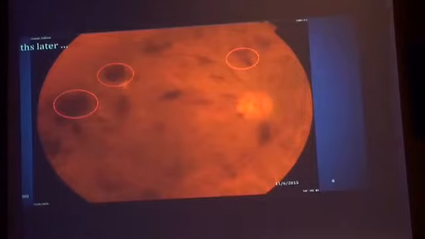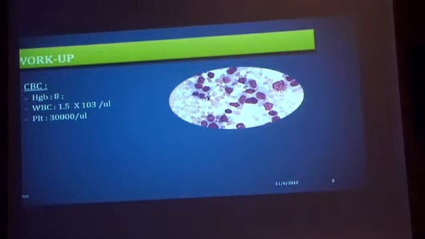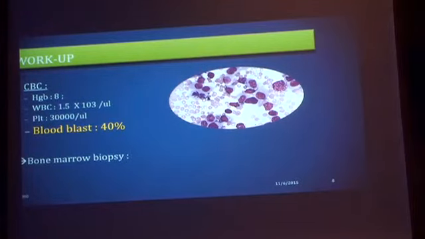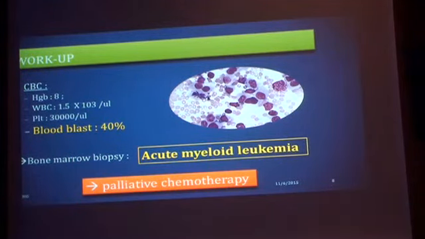So we did an angiography and a routine workup. But the angiography did not show any retinal vein delay. But the count of blood cells showed hemoglobin at 8, white blood cells at 1,500, and platelets at 30,000 cells, and most of all, blood blasts at 40%. Bone marrow biopsy showed acute myeloid leukemia. As the disease was very advanced, the hematologist decided on targeted chemotherapy.